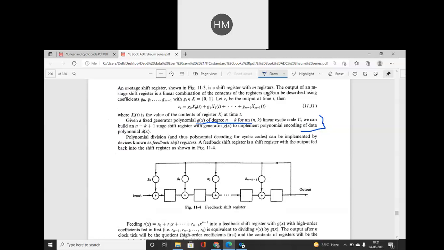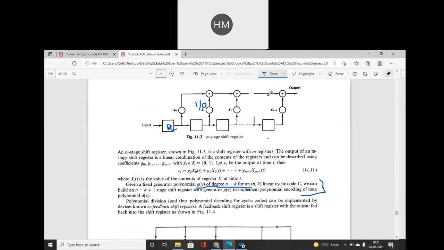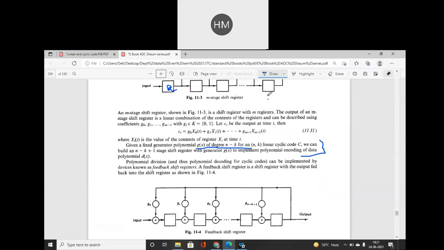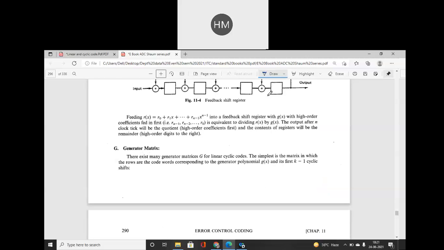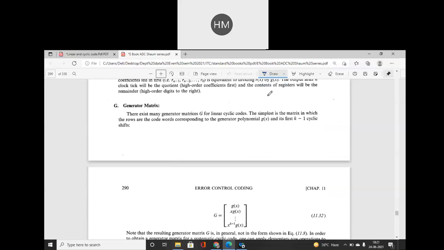What we can generate by using these encoders and decoders, we can generate the parity check polynomials. Okay, the check bits which we are adding, we can generate by using encoders and decoders. Now generator matrix. The generator matrix was defined in your linear block codes, but this can be defined also for your linear cyclic codes.